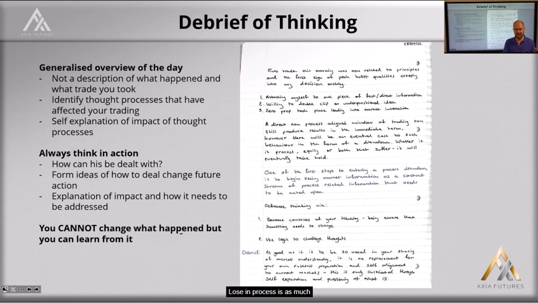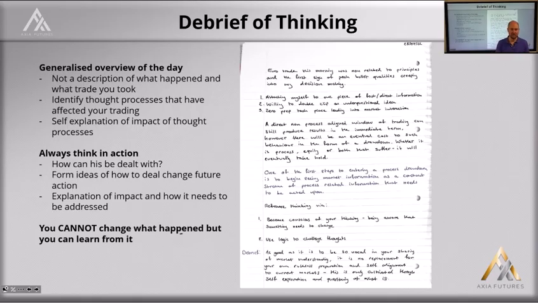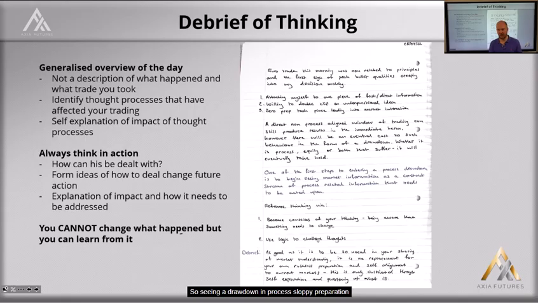Losing process is as much of a drawdown as it is losing money. If you deviate from your process and you move away from that, eventually the equity will fall as well, because you're not doing the things that have got you to where you are. So seeing a drawdown in process, sloppy preparation, not preparing, not planning trades, talking through the trade as it happens, all of those things are what create a drawdown in process, and what that leads to is an eventual drawdown in equity.